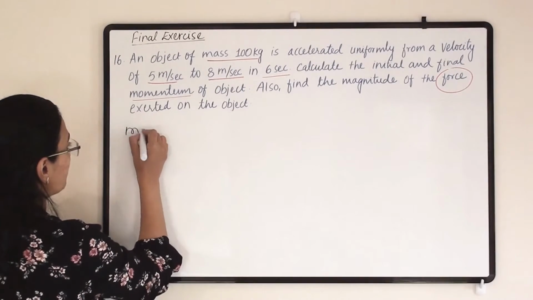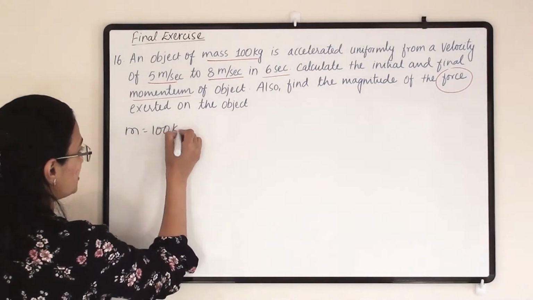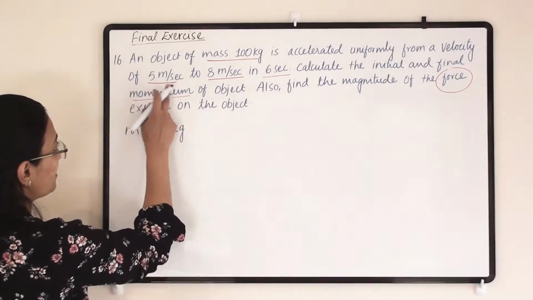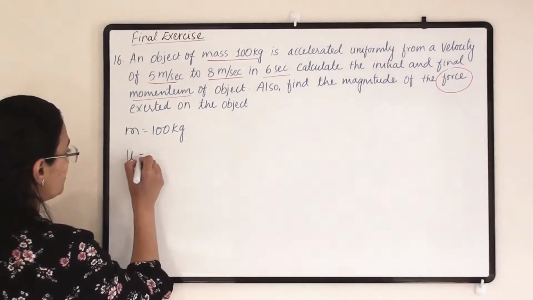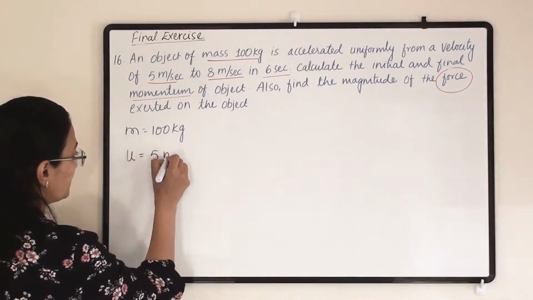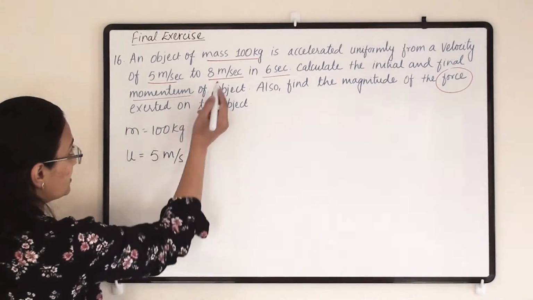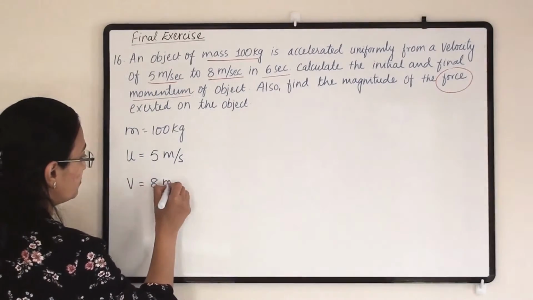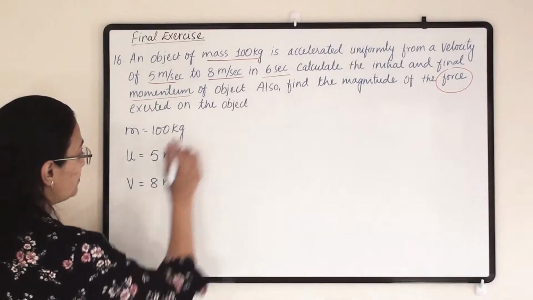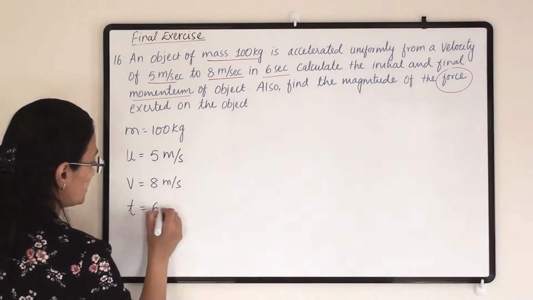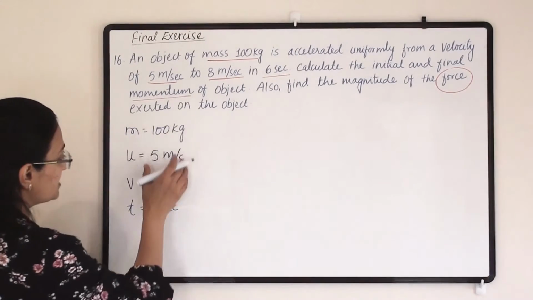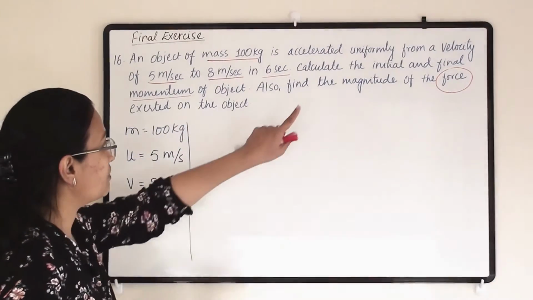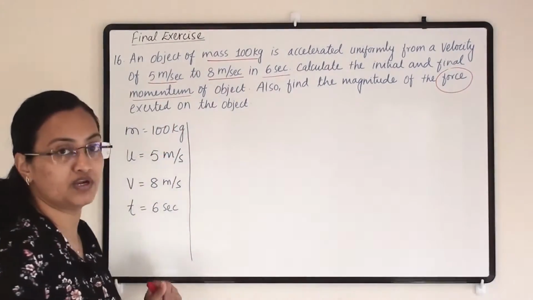So m equals 100 kg, mass of the object. Then velocity 5 meter per second. So this is going to be initial velocity, u equals 5 meter per second. This is final velocity. So that is v equals 8 meter per second. Time they have given, that is t equals 6 seconds. All the units are proper according to our formulas. Now we have to find out initial and final momentum.